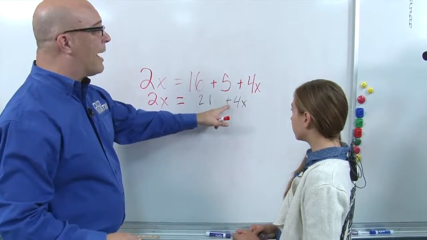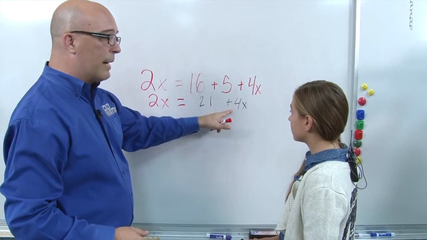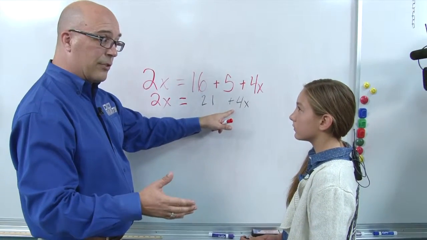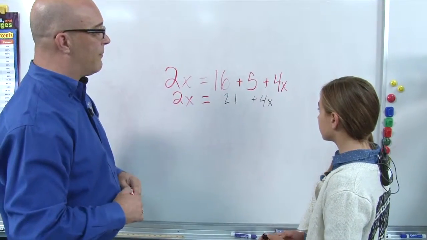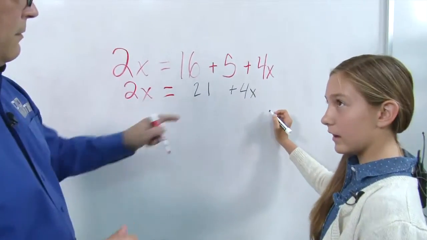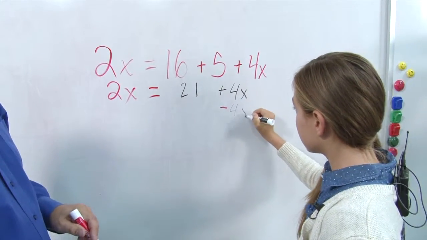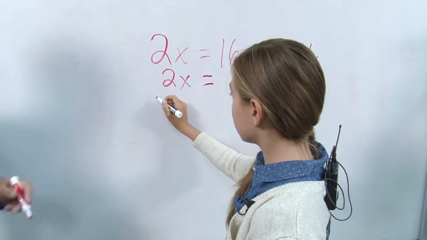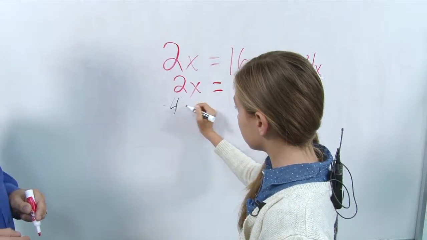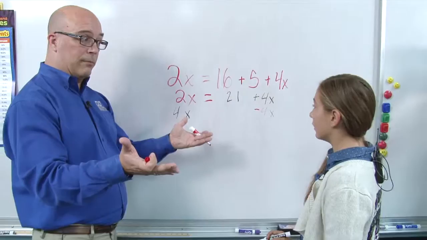I think 4x is going to have to move. Right. And it's a positive 4x, right? So in order to get rid of a positive 4x, you have to do the opposite, the inverse. Subtract. Perfect. So you're going to subtract 4x there. How would I do that? So right underneath here, you're going to put minus 4x. And over here, you're going to put a minus 4x. Perfect. Because you want them to stay balanced and stay equal.